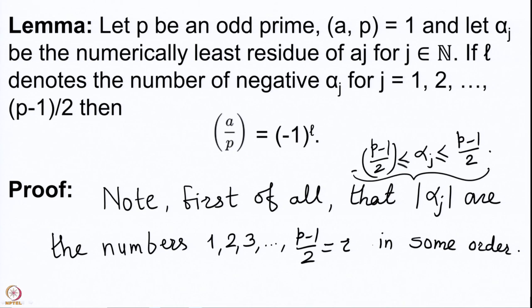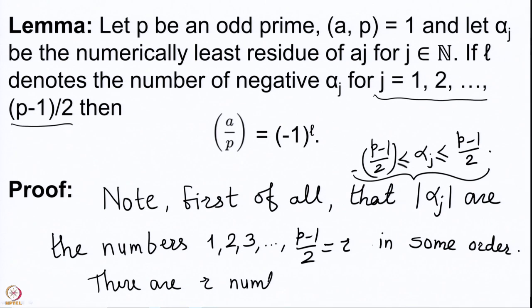So it will actually be from minus (p-1)/2 to (p-1)/2. So we have this inequality, so we have exactly these many alpha j's. Moreover, we are taking these products for j going from 1 up to (p-1)/2. So the number of these alpha j's is also r. There are r numbers, because you have alpha 1, alpha 2, up to alpha r. So you have r different numbers.